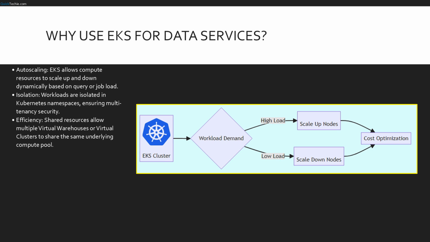Here we visualize the efficiency engine. The EKS cluster monitors the workload demand. If demand is high, the AWS autoscaler adds nodes. If demand drops, it removes them. Both paths lead to cost optimization, ensuring you only pay for the active compute power you utilize.